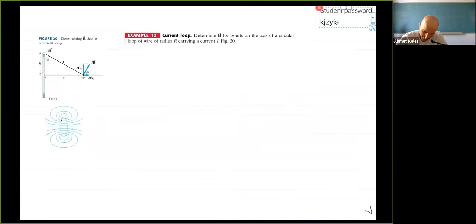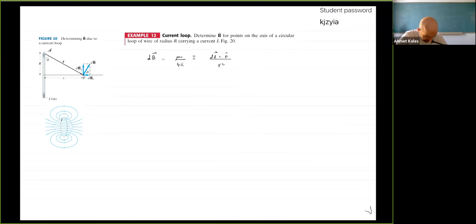So determine B for points on the axis of a circular loop of wire of radius R carrying a current I, as in the figure. Okay, so let's again write B as a vector equal to mu 0 over 4 pi I dl cross r divided by r squared.